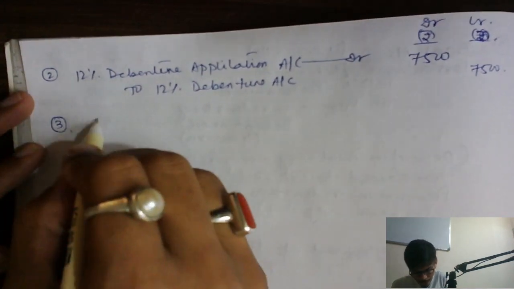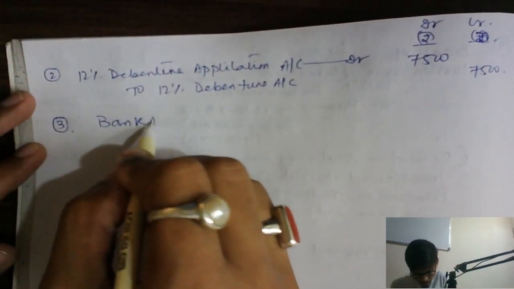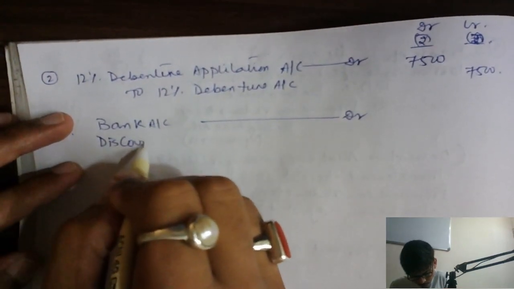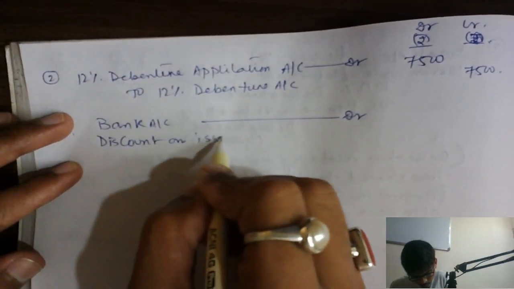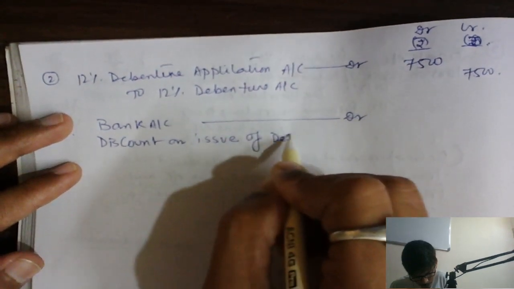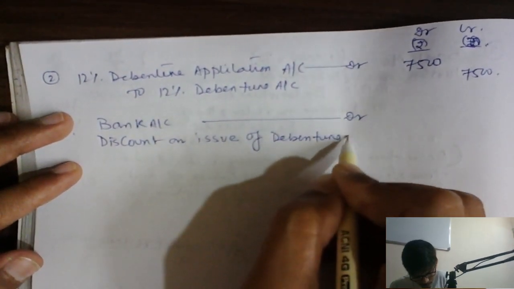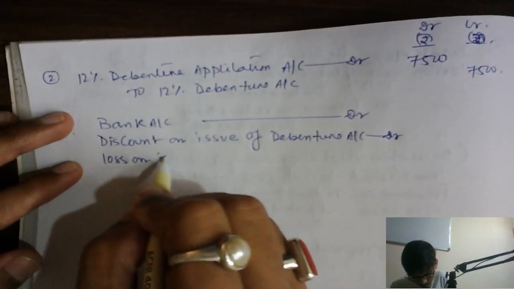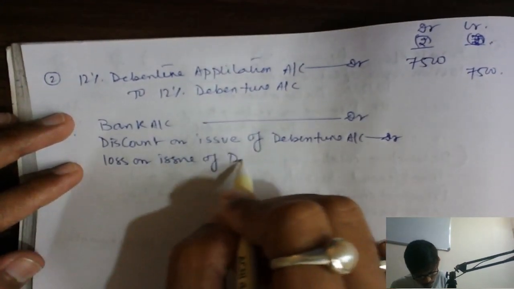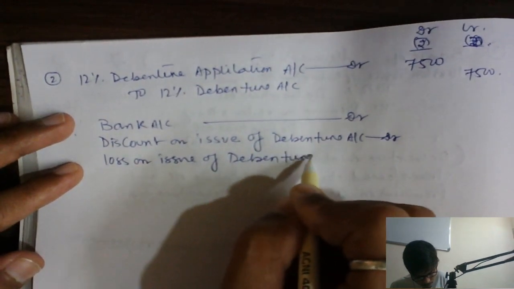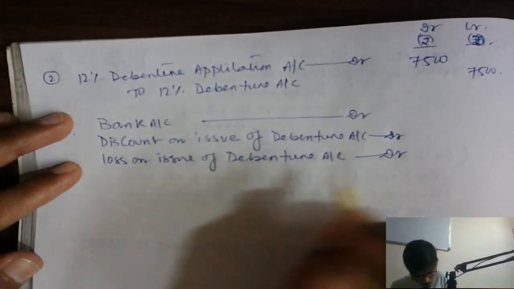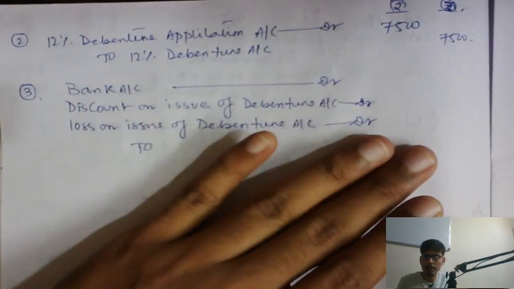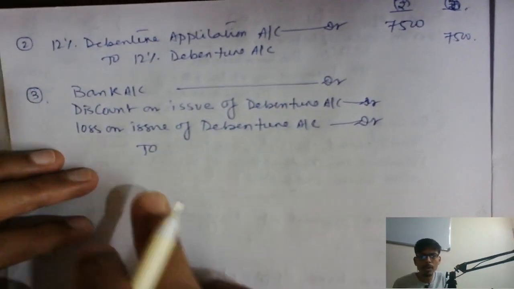Okay, so bank account debit, discount on issue of debenture account debit, loss on issue of debenture account debit, 2. बैंक डेबिट हो गया, डिस्काउंट ऑन इश्यू ऑफ डिवेंचर डेबिट हो गया, लॉस ऑन इश्यू ऑफ डिवेंचर भी डेबिट हो गया.